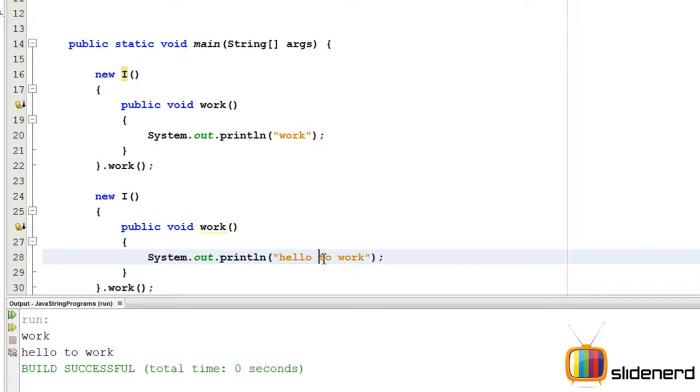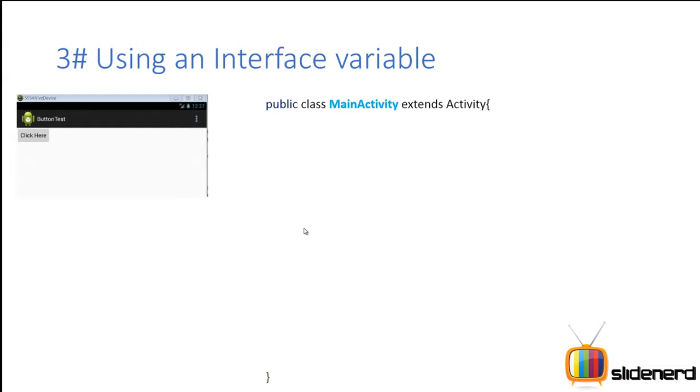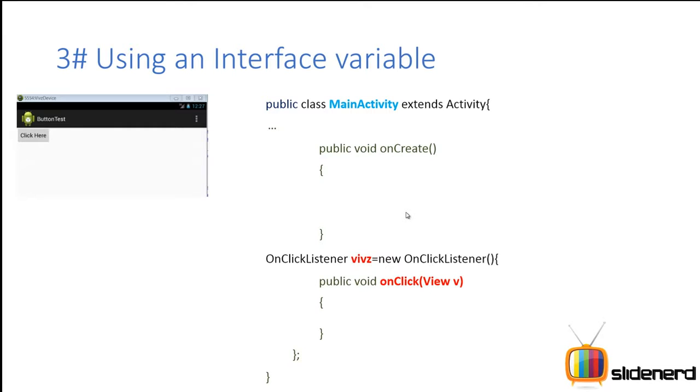So if you go ahead in Android and take a look, I have my main activity, extends activity, alright? I have my onCreate method, but here, instead of making a class implement the onClick listener, I simply make a reference of the onClick listener and I say new onClick listener. In short, I'm actually defining it at the place where I'm going to use it, alright? So here I say new onClick listener, bam, public void onClick, and inside that onClick method I write whatever I want and I put a semicolon at the end, and now I can simply set my onClick listener to vivs.